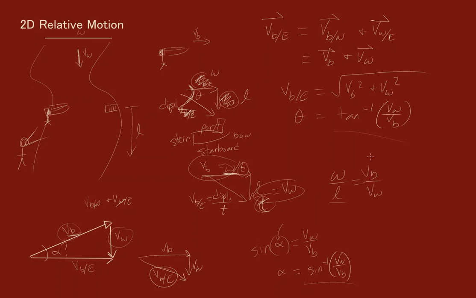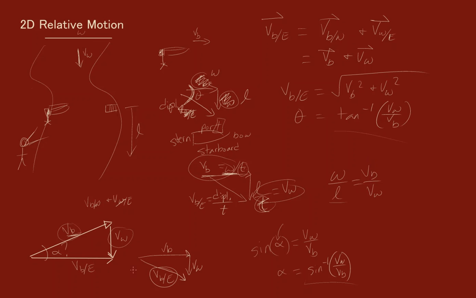And notice there's nothing there that would suggest alpha has to be complementary to theta. If it was complementary, we'd be getting inverse tangent of v sub b over v sub w, and that's not what we're getting here. We're getting a completely different angle. So we can't just say if we drifted 30 degrees starboard, then we should aim 30 degrees to the port side. That's not necessarily true.